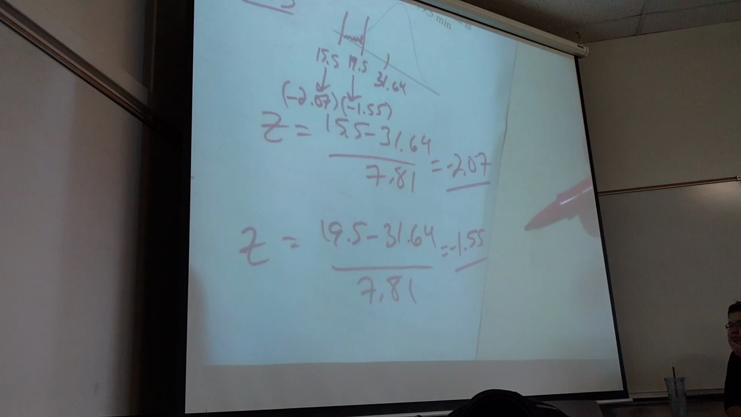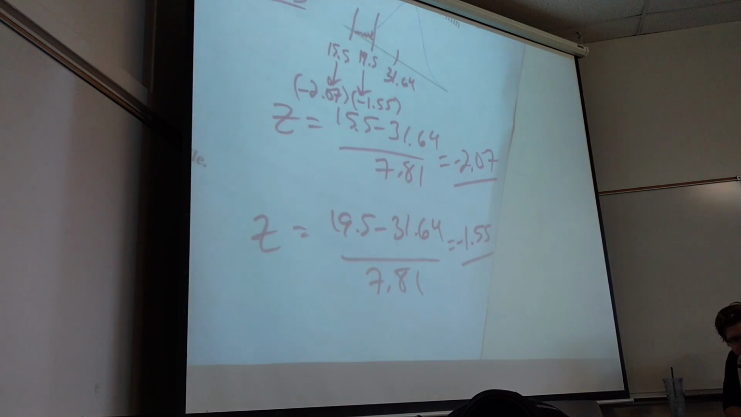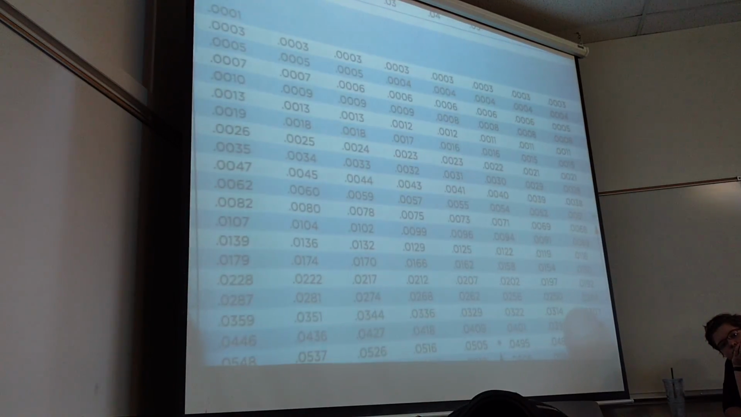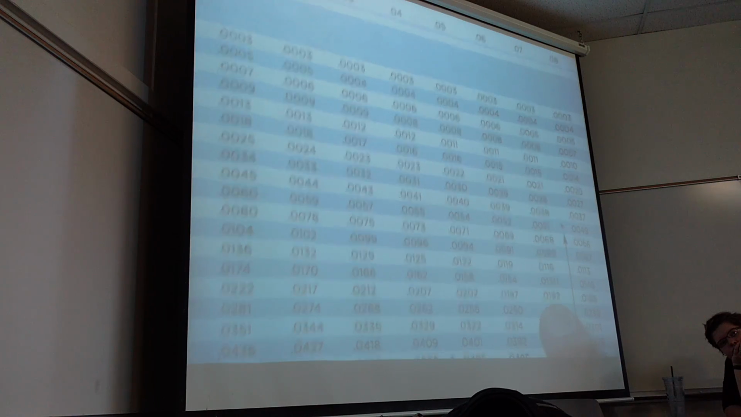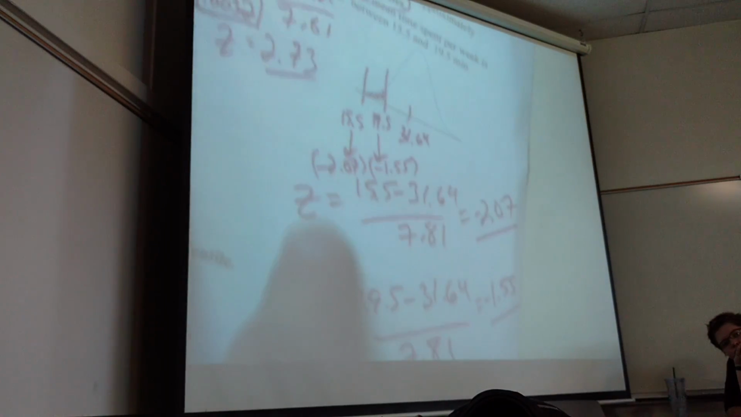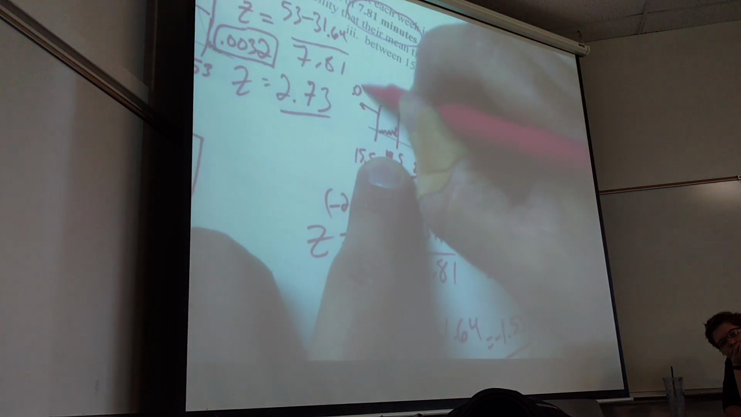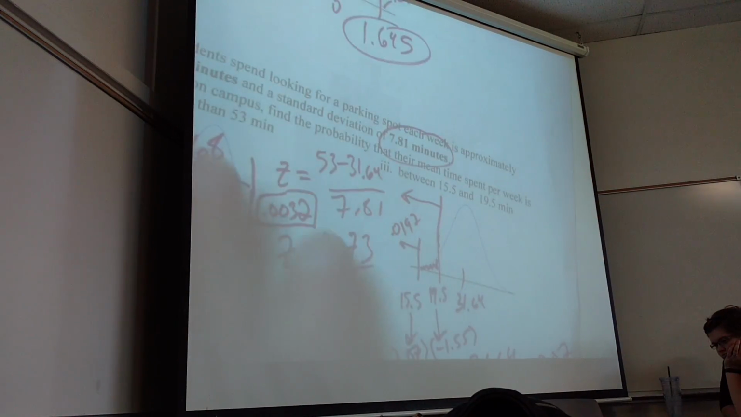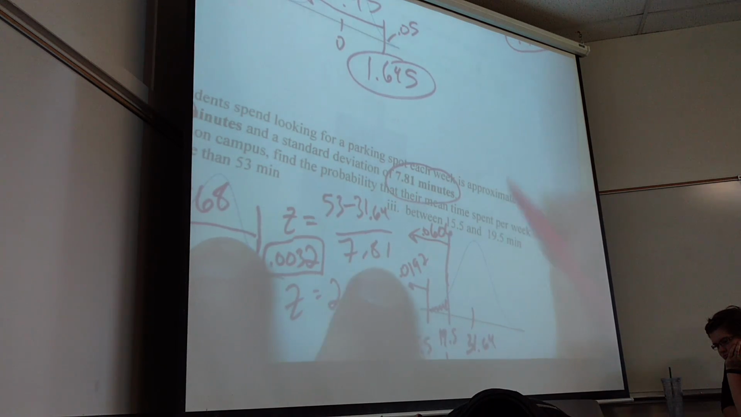Now I gotta look up the percentage. I gotta look up the area. I appreciate the enthusiasm. Now's the time to make a mistake because it doesn't mean anything yet. Points don't matter. So negative 2.07, I get 0.0192. Did I do that right? Yes. 0.0192, that's going to be here. Now what's below the negative 1.55? 0.0606. I like it. Captain, my captain. 0.0606.